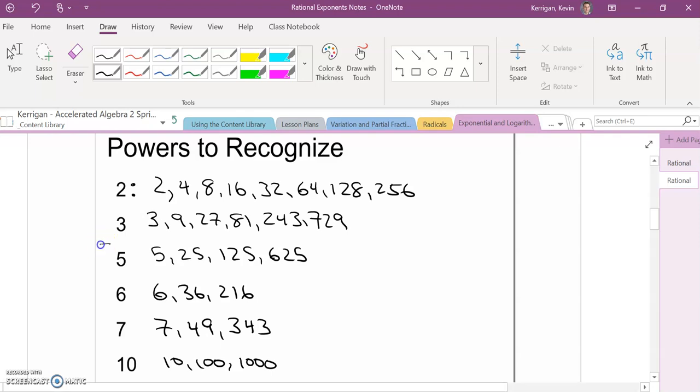Also notice I didn't put the number 4 in here. I didn't put the number 8 or the number 9 in here, because if you'll notice, 4 is already a power of 2. 8 is also a power of 2, and 9 is a power of 3. So when I'm breaking powers down, I want to break them completely down, as far down as I possibly can, to one of these numbers here, 2, 3, 5, 6, 7, or 10.